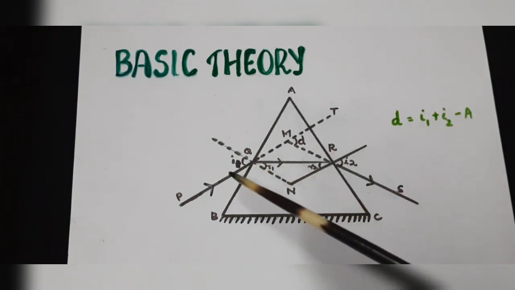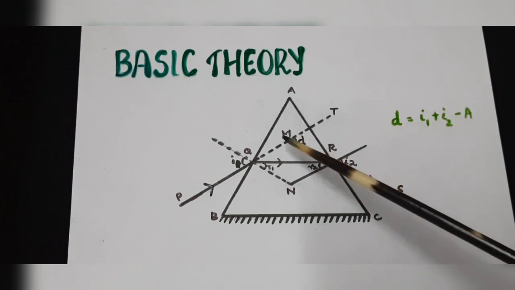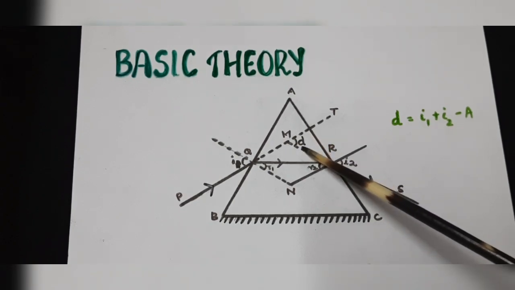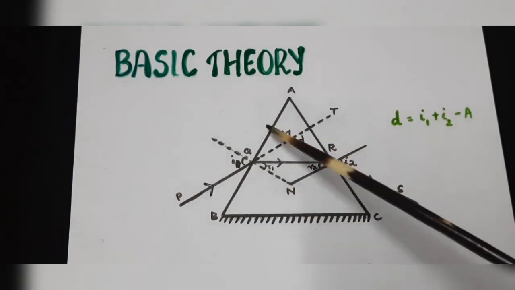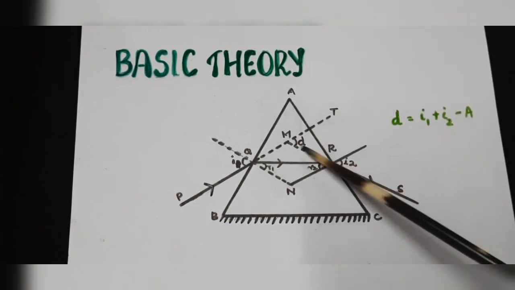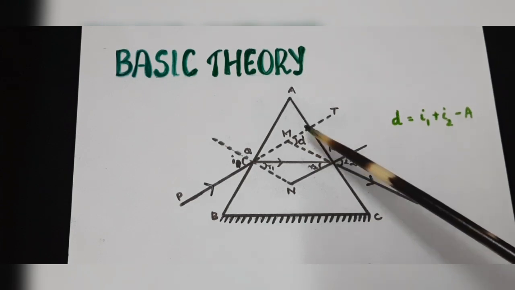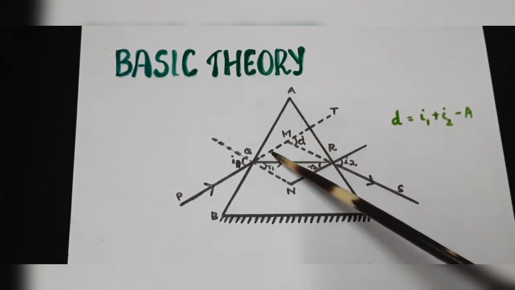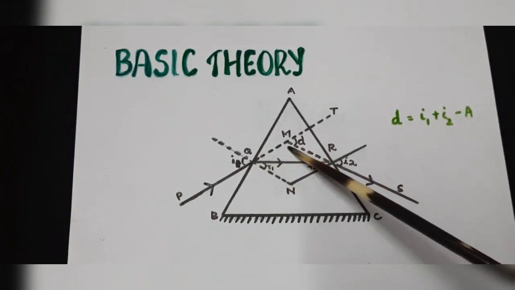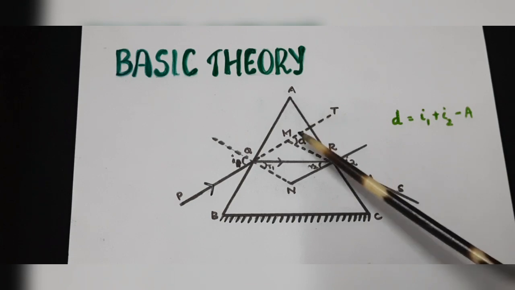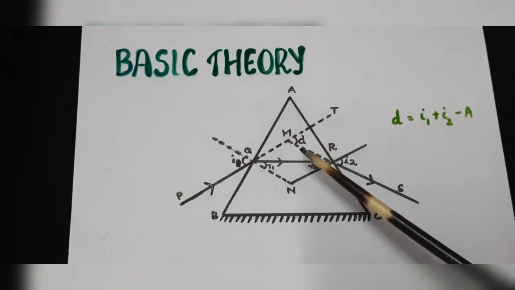Now, if I extend this incident ray and the final emergent ray back, then this angle, I can call it the angle of deviation for this particular ray. Now, considering this triangle MQR, this external angle can be interpreted as the sum of the two other interior angles of this triangle. So, I can write D as this angle plus this angle.